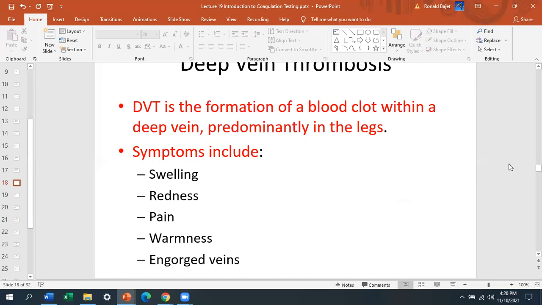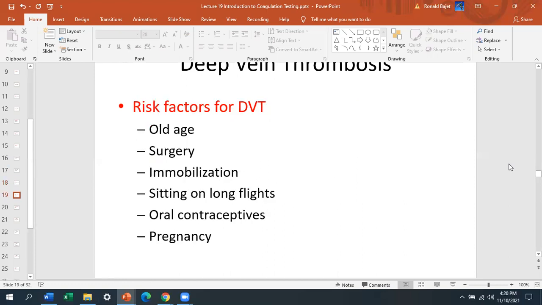Deep vein thrombosis, DVT, is a formation of blood clot within a deep vein. Usually it's in the leg, predominantly in the legs. And the symptoms of a DVT include swelling of the legs, redness, pain, warmness, and gorged veins. Those are the varicose veins. Risk factors for having DVT is old age. Usually elderly people get it. Surgery, after surgery, there's risk of deep vein thrombosis. That's why they give you those compression socks. People after surgery get the compression socks. Immobilization and sitting on long flights.